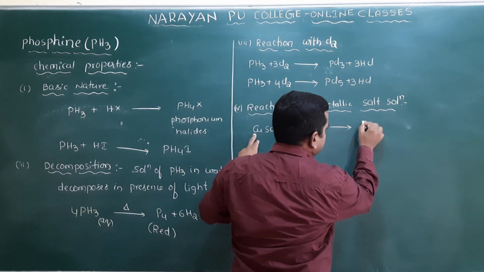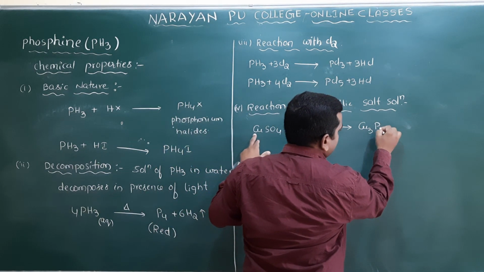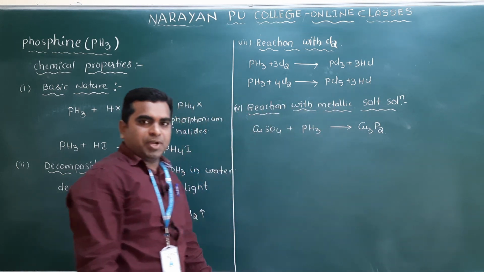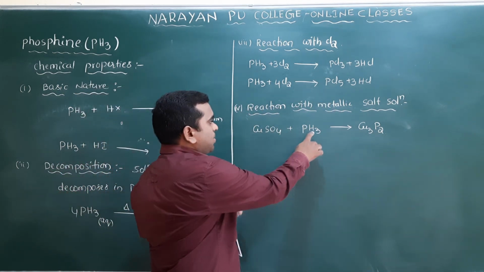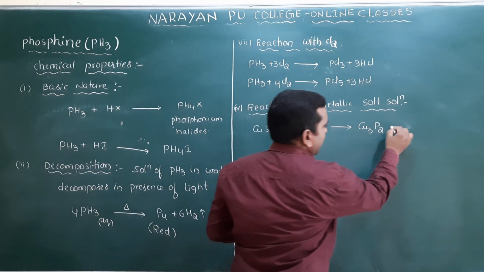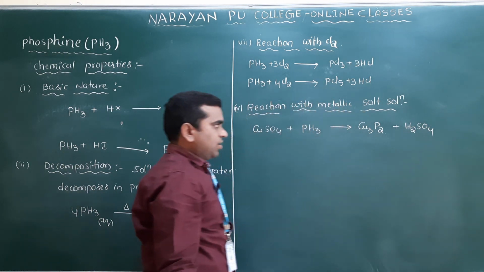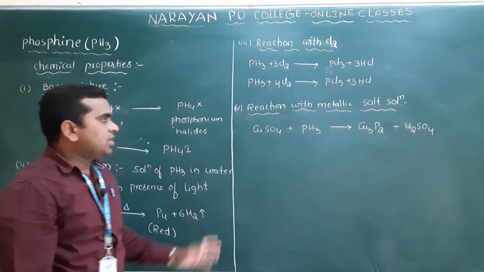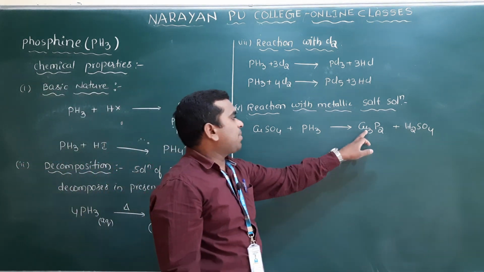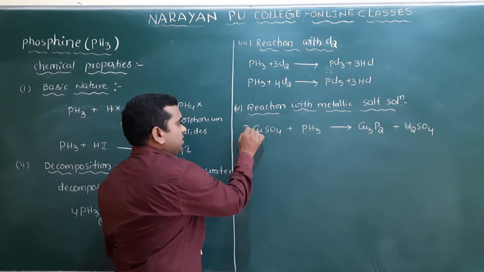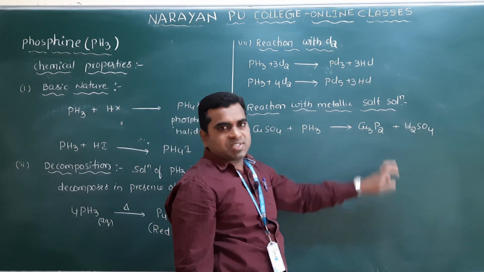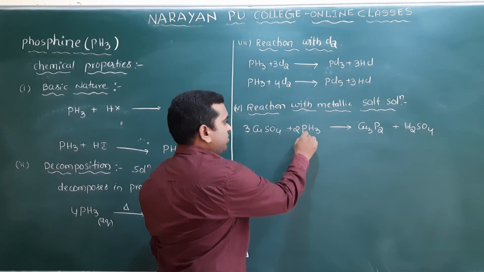Then what happens, you see, copper and phosphorus, you will get the metal phosphide. Metal is there, so what is the metal phosphide? Cu3P2 plus the remaining H and SO4, which will be removed as H2SO4. Clear? So balance the equation. How many copper atoms are there? 3. So I will multiply this one with 3. And here how many phosphorus atoms are there? 2. I will multiply this one with 2.